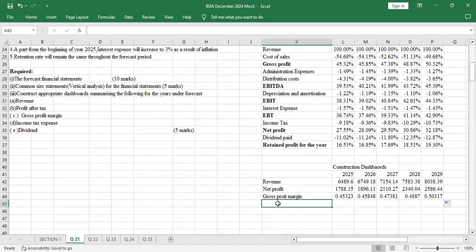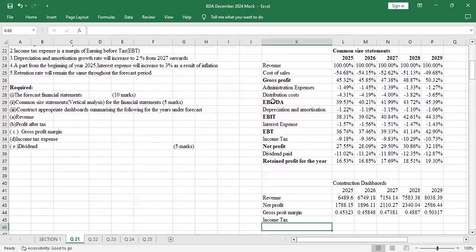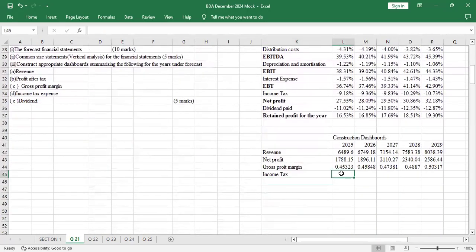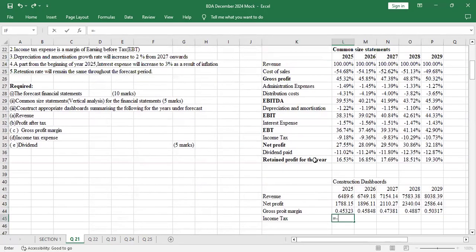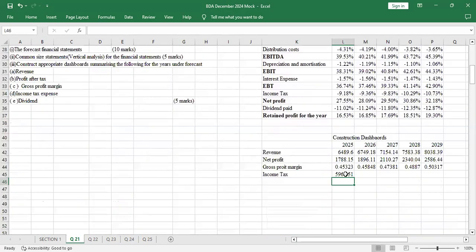After that, we'll have the income tax expense. That's the income tax. So you just select it. Because the income tax was negative, I want them to be positive. So just equals, then you introduce a negative sign to change the income tax into positive. Once you change it into positive, you just drag.